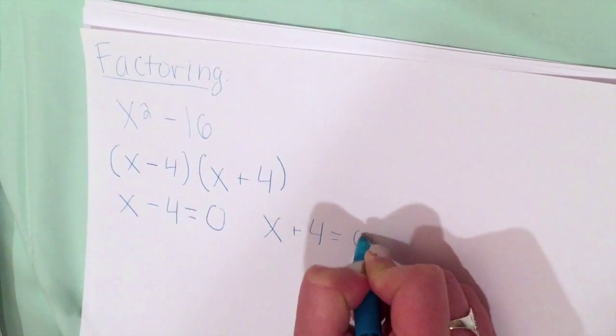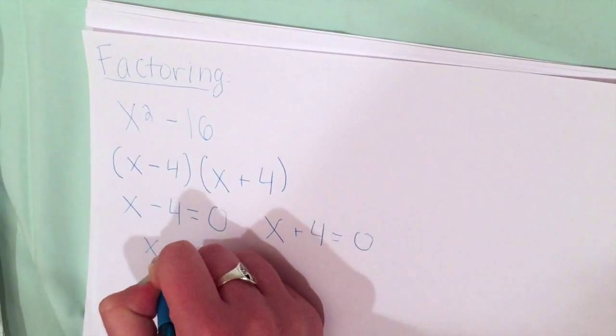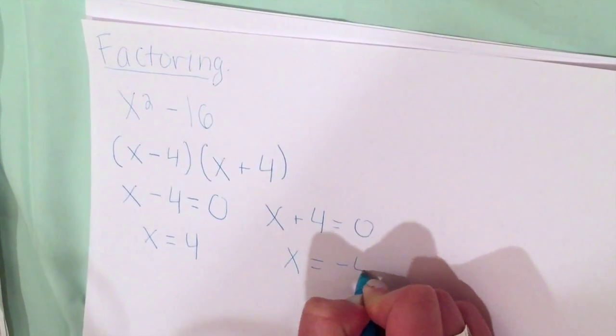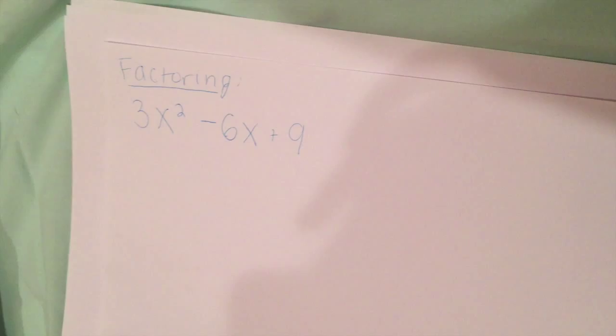Then you set both parentheses equal to 0. So x minus 4 equals 0, and x plus 4 equals 0. Then to solve, you get x equals 4 and x equals negative 4.